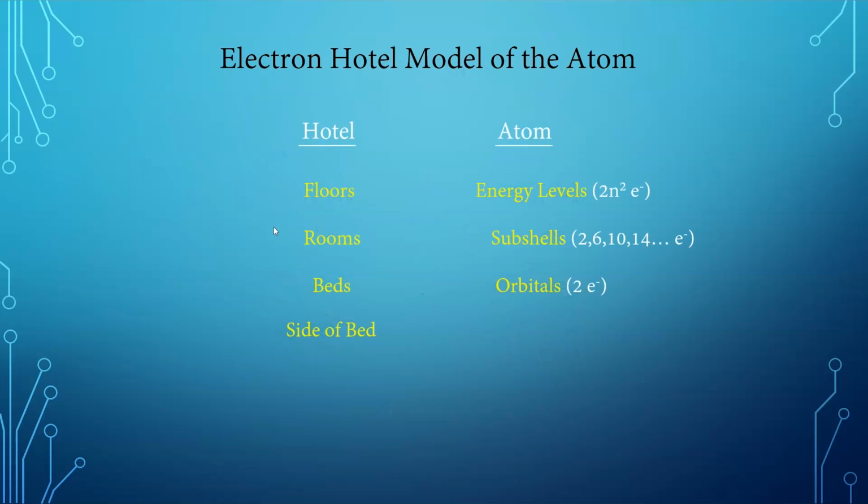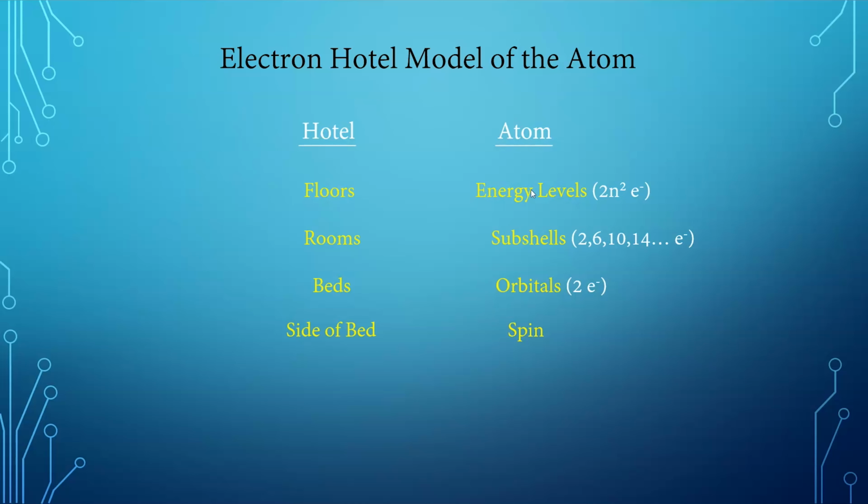Now we can add a 4th component to our electron hotel model. If we really wanted to know precisely where a guest was in the hotel, we'd want to know what floor they're on, which room they're in, which bed they're sleeping in, and to be very specific, which side of the bed they're on. In the atom, there's a similar type of thing. It's called the spin of the electron. We can envision that the 2 electrons in an orbital spin in opposite directions. No 2 electrons can have exactly the same location.